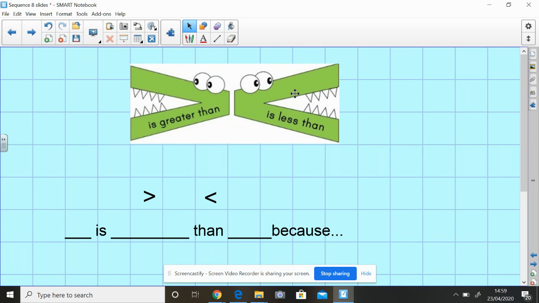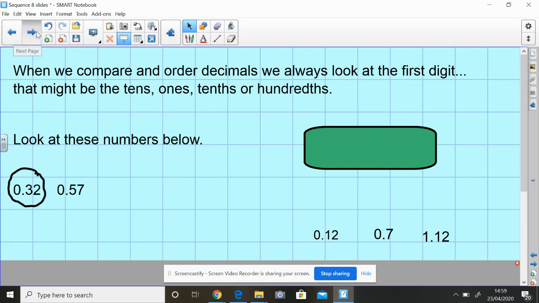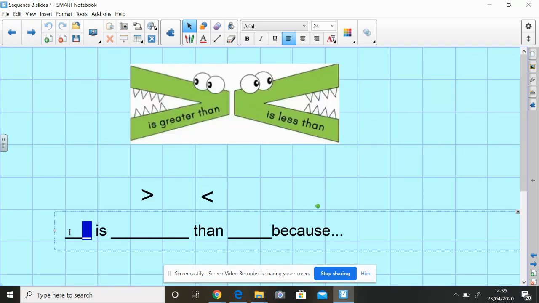Okay, we're going to use our greater than less than symbols, and I'm going to give you two decimals, so one here and one here, and you're going to tell me which symbol needs to go in here. Okay, thinking about the digits, what we just did on the slide before, so looking at the digits. So the first decimal is 0.454 is greater than or less than 0.87.